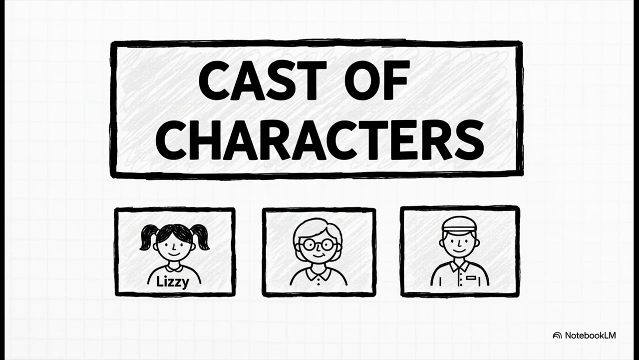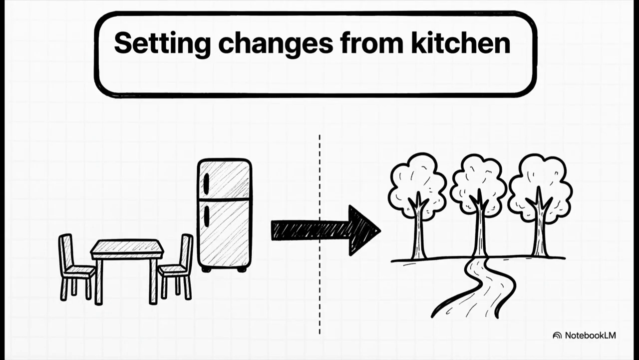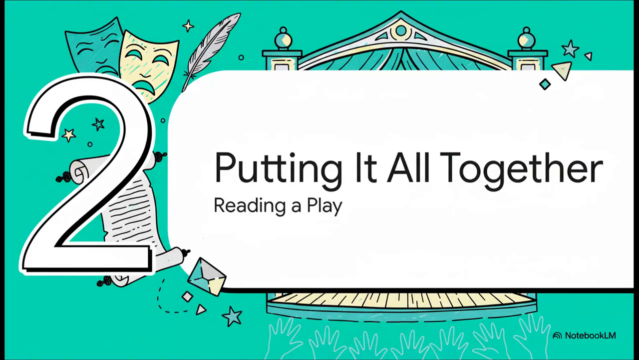How about "Lizzie, Aunt Ruth, Museum Guide"? It's a list of the people in the story, right? That's your cast of characters. And last but not least, "setting changes from kitchen to forest." When you jump from one place to another like that, it's the perfect way to signal a brand new scene. Awesome job!